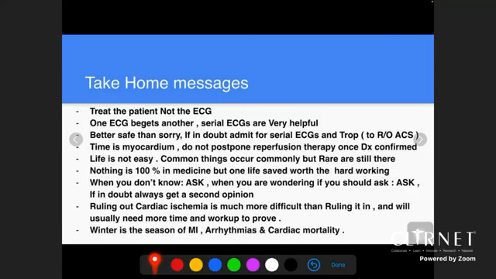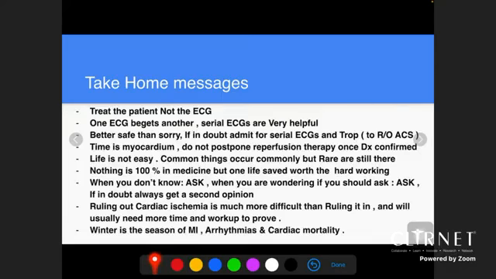So better when you face something like this, you get a second opinion, you admit the patient until you are sure that there is no acute coronary syndrome. As we said, nothing is 100% in medicine, but one life saved is worth the hard work.